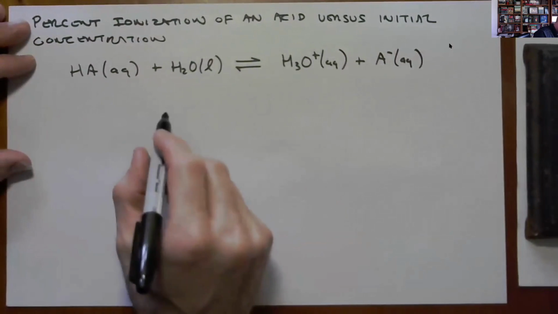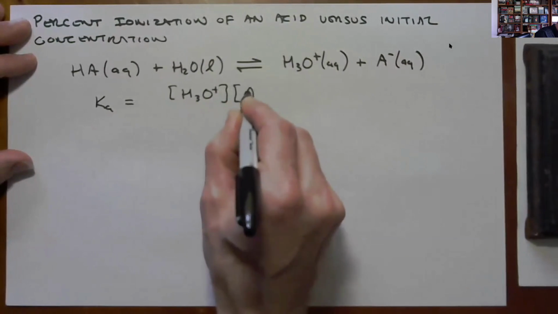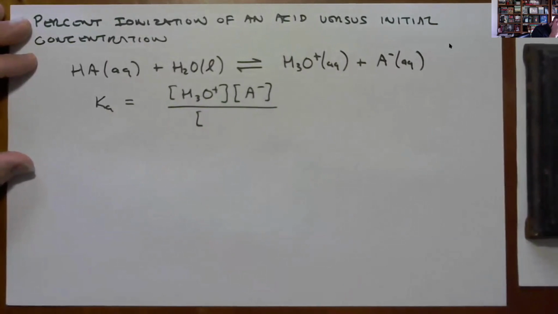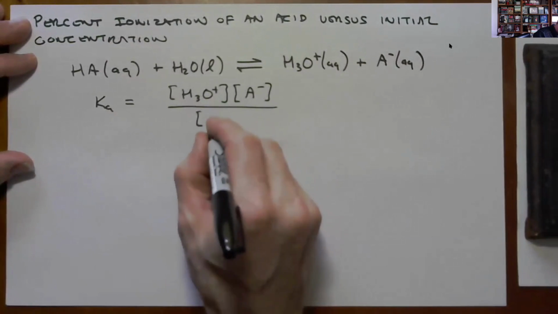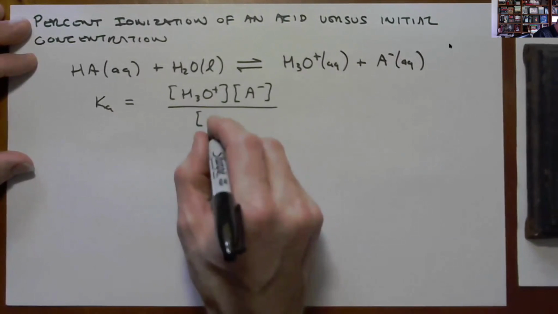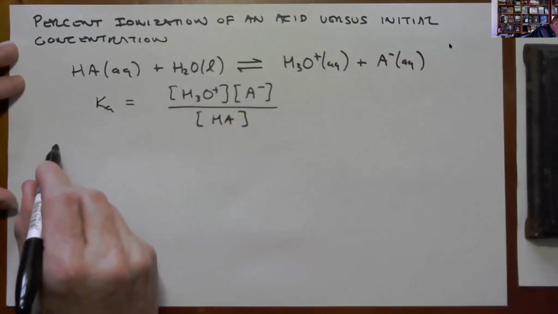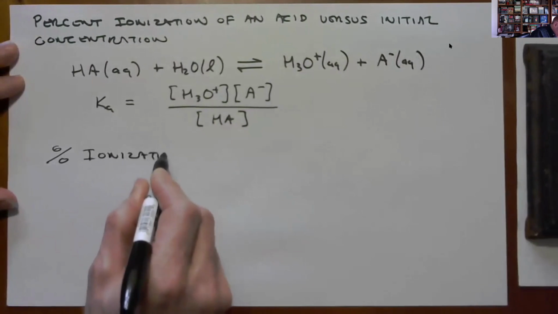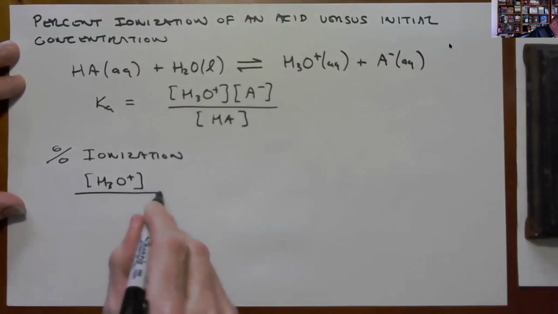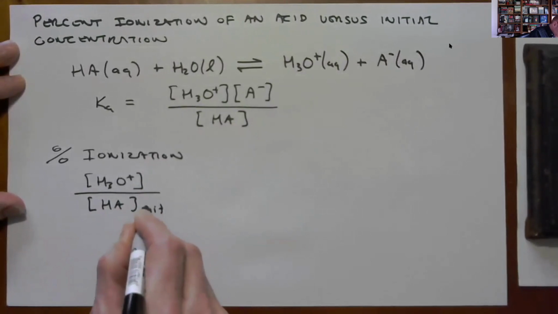Now, the Ka for this is just the... and percent ionization is, of course, defined as the amount of hydronium generated with respect to the initial concentration of our acid times 100%.